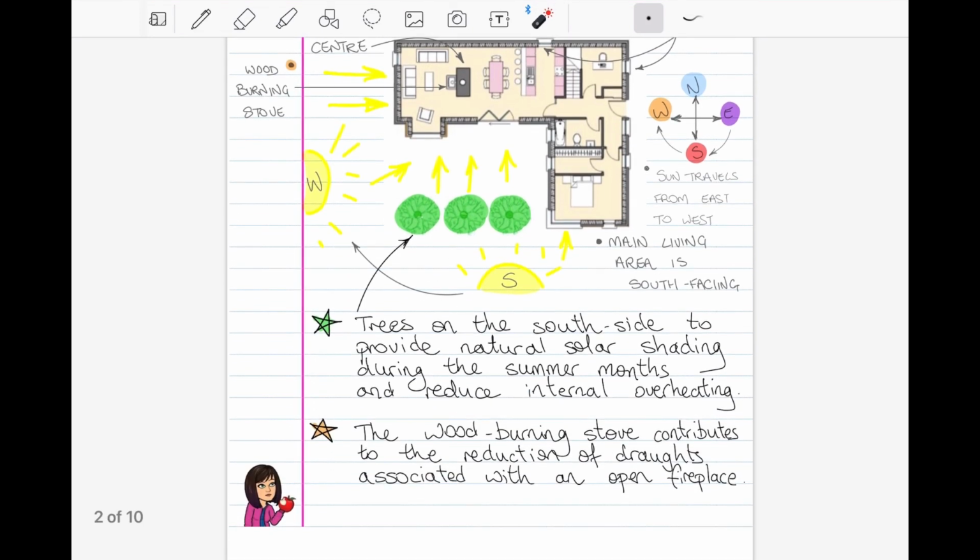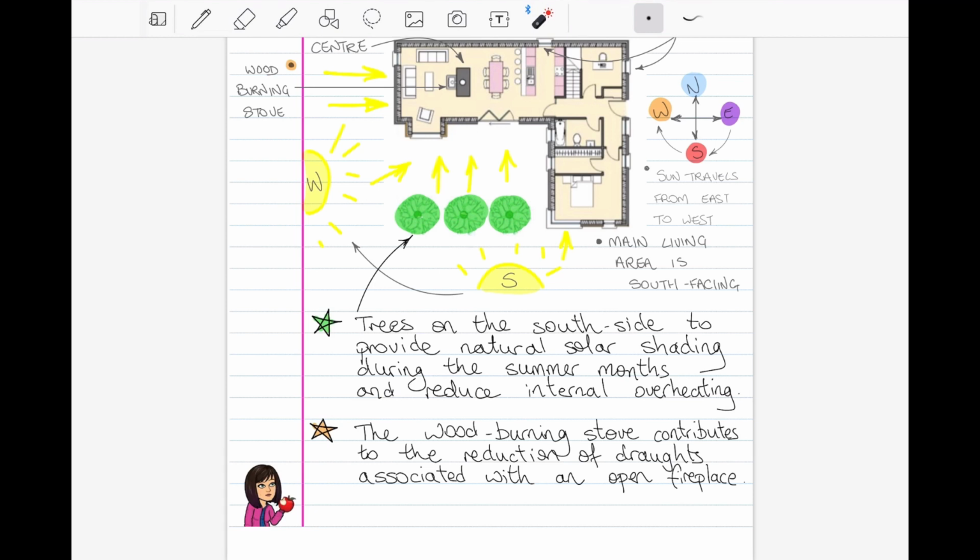So the next one I've written down is trees on the south side. What do they do? They provide natural solar shading during the summer months. So this is to help to prevent overheating. Now, if you look at where the trees are positioned, they are giving you natural shading, but they're also not quite right up against the house, so they're not covering over the large windows that are getting sunlight. Okay.